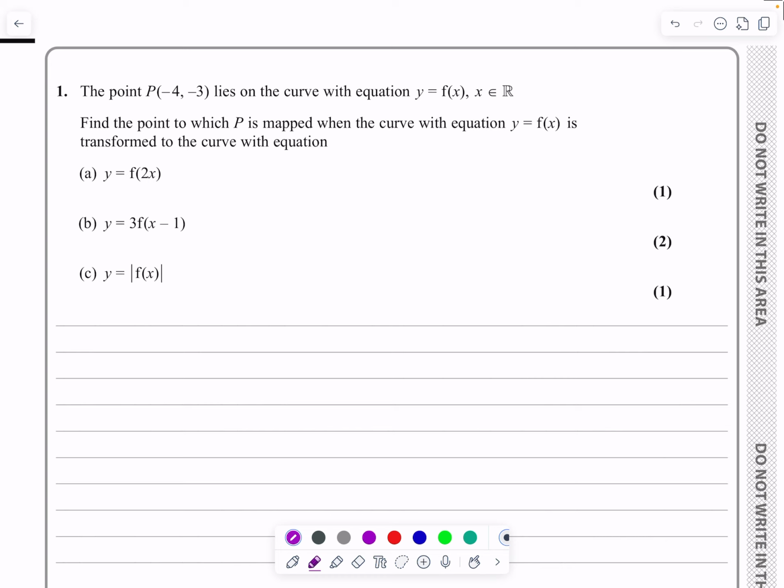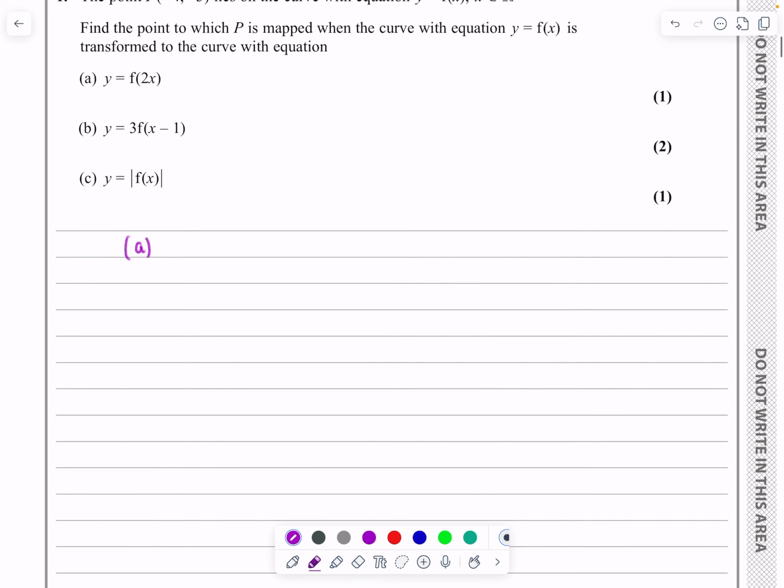So it says we've got point P, which is (-4, -3), lying on the curve y equals f(x), and then we're going to do various different transformations to it, and what they want to know is what's happened to the point P each time. Let's have a look at them then, all very basic stuff.